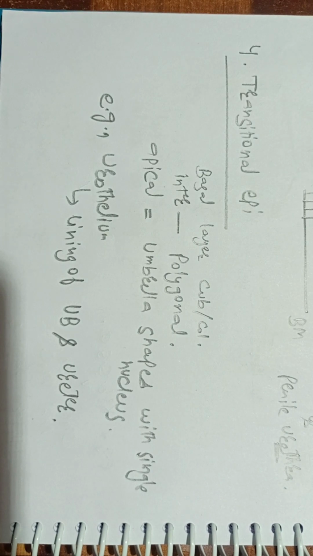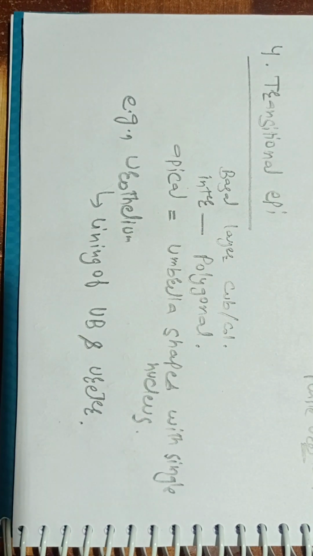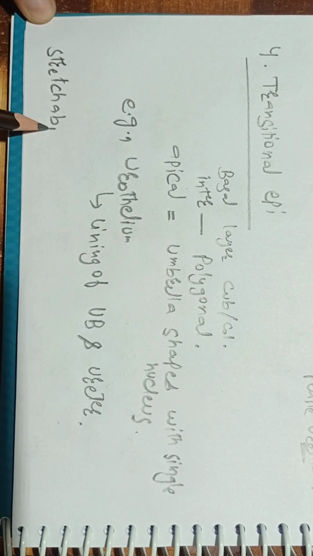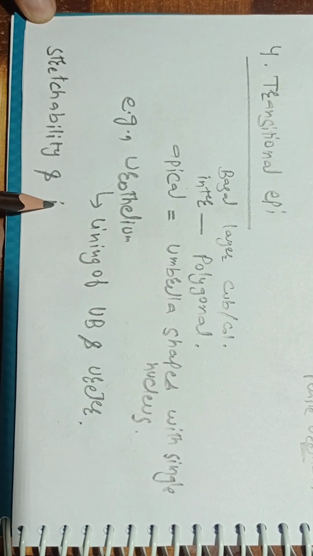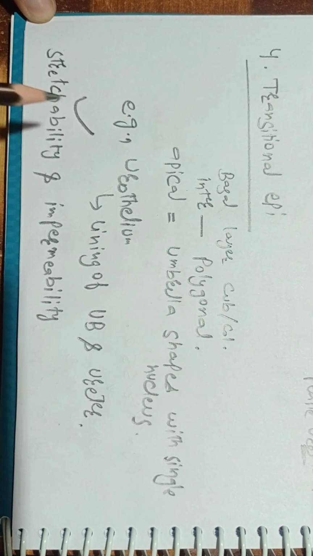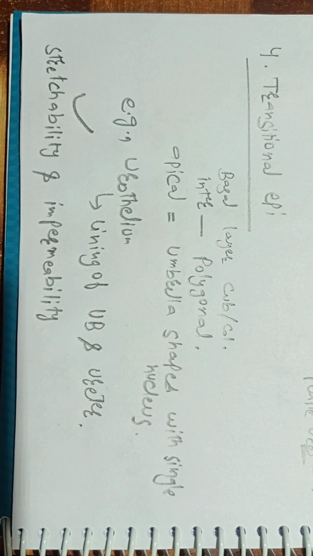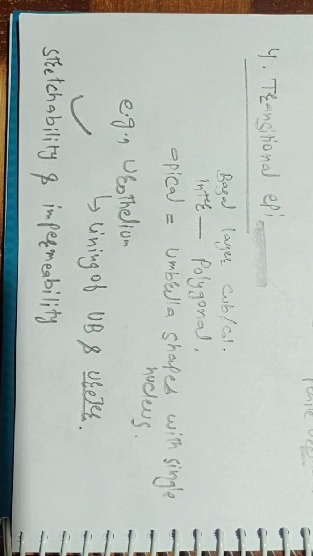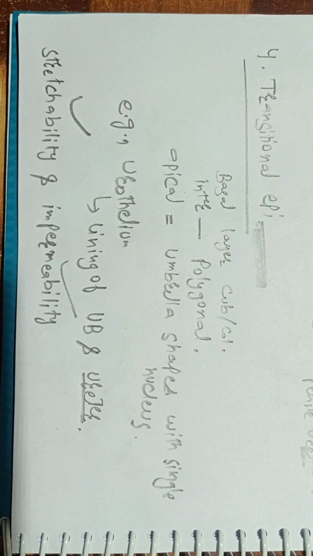This transitional epithelium has unique features: stretchability and impermeability. Stretchability means it stretches when urine is stored and the urinary bladder expands. This transitional epithelium helps the urinary bladder as well as the ureter to expand and stretch. It is also impermeable. So this is the transitional epithelium.